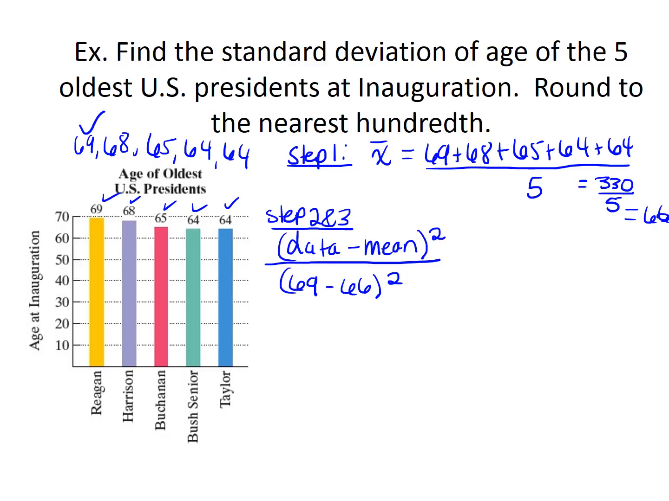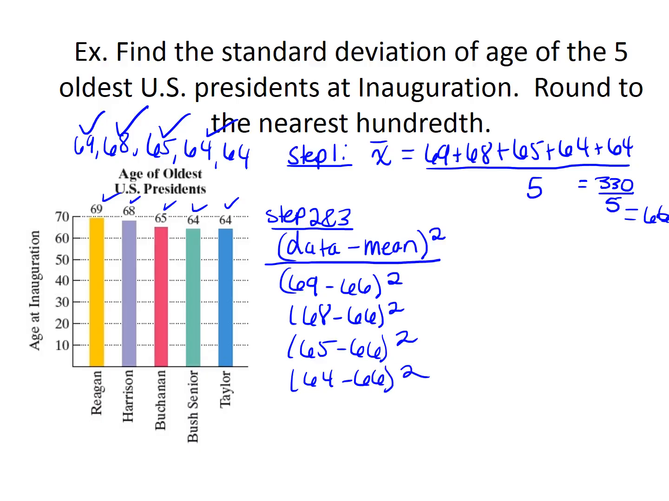I'm going to go ahead and write them out first, and then I'll go ahead and compute them. 68 minus 66 squared. 65 minus 66 squared. 64 minus 66 squared. All right, and 69 minus 66 is 3 squared, which is 9.